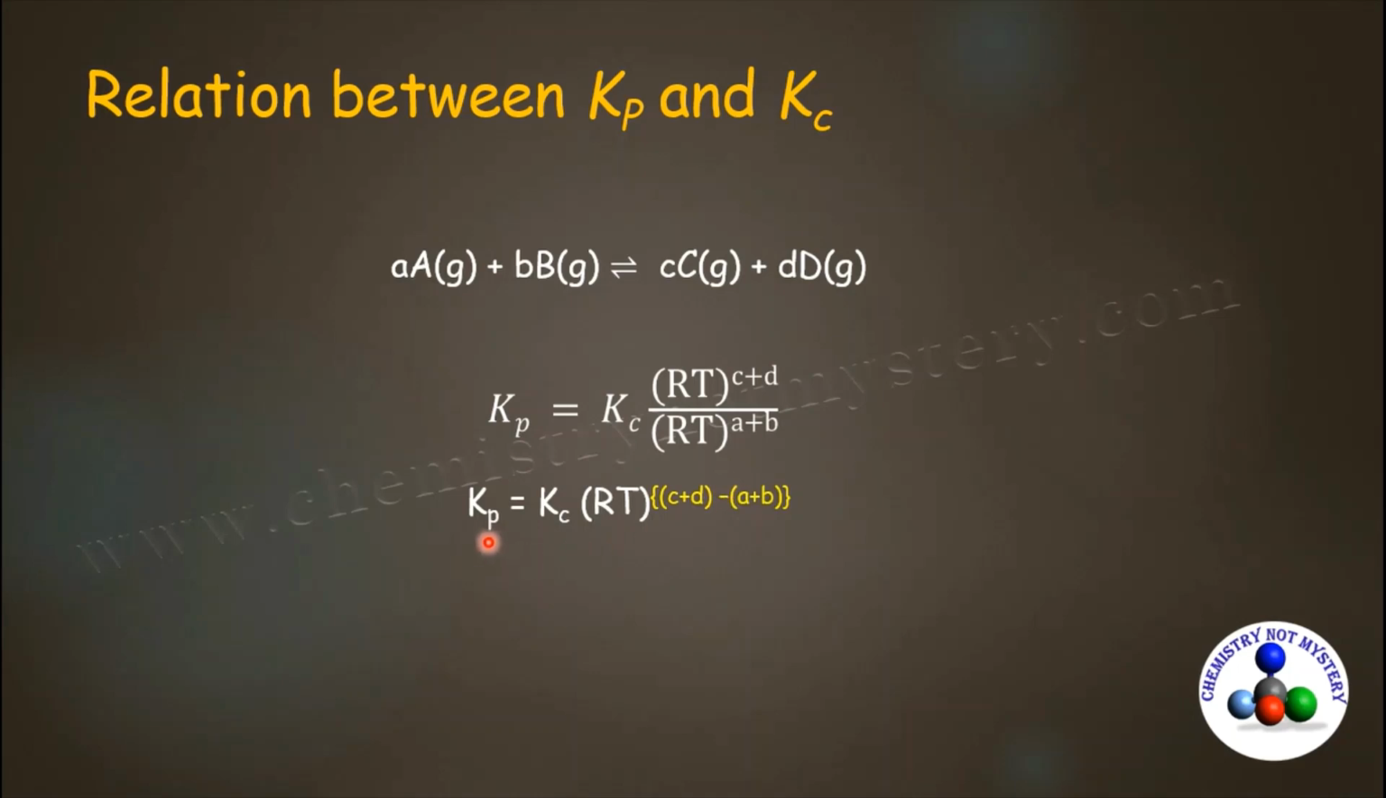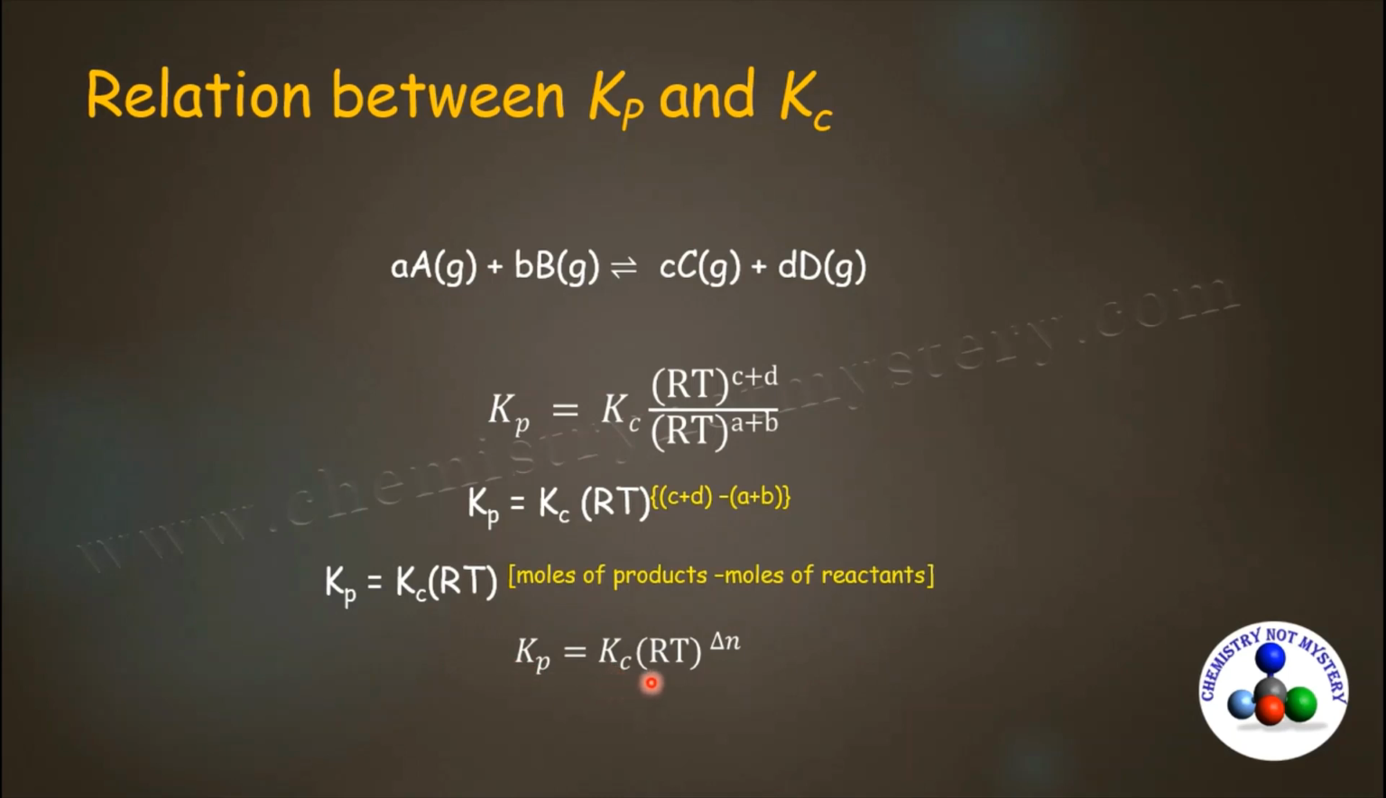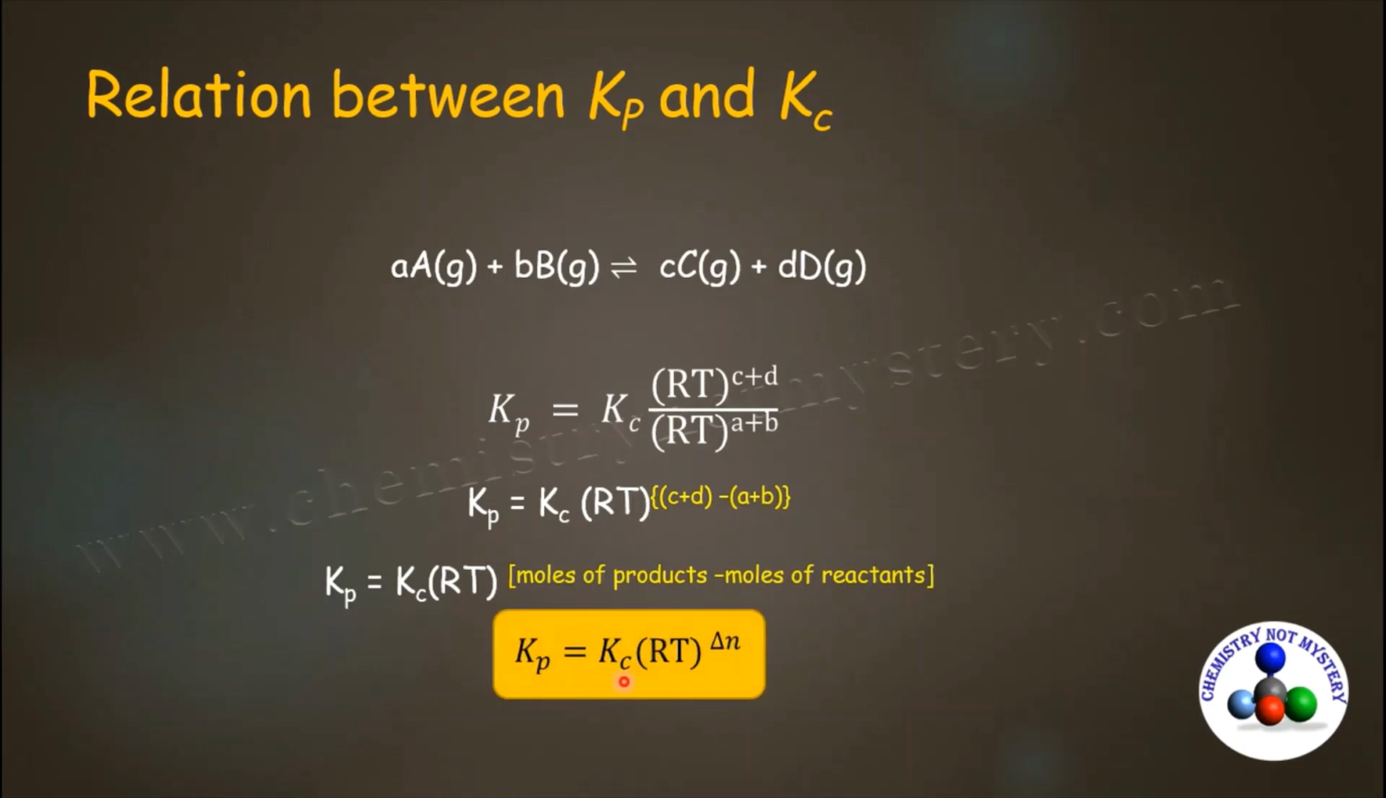When we simplify this equation, you will get Kp is equal to Kc multiplied by RT whole raised to c plus d minus a plus b. Here c and d are the number of moles of product, while a and b are the number of moles of reactant. So we can write it in a generalized way. Kp is equal to Kc multiplied by RT whole raised to number of moles of product minus number of moles of reactant. Or we can write Kp is equal to Kc RT whole raised to delta n, that is the difference of number of moles of product and number of moles of reactant. So this is the relation between Kp and Kc.